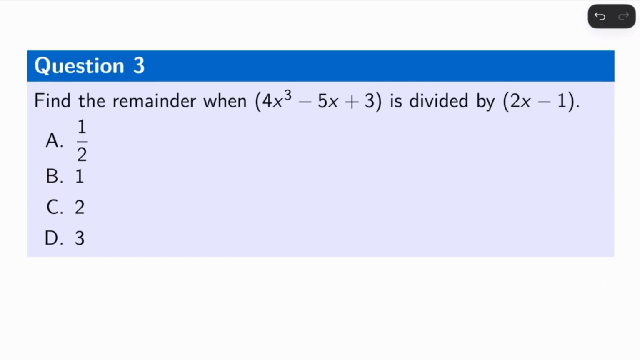Question number 3. Find the remainder when 4x cubed minus 5x plus 3 is divided by 2x minus 1.